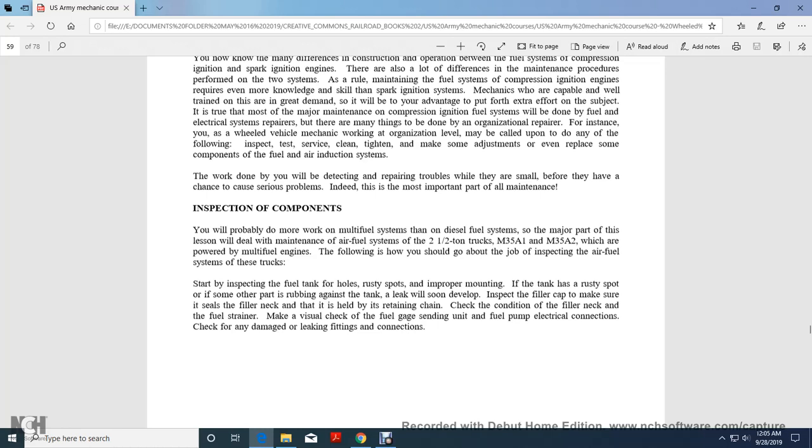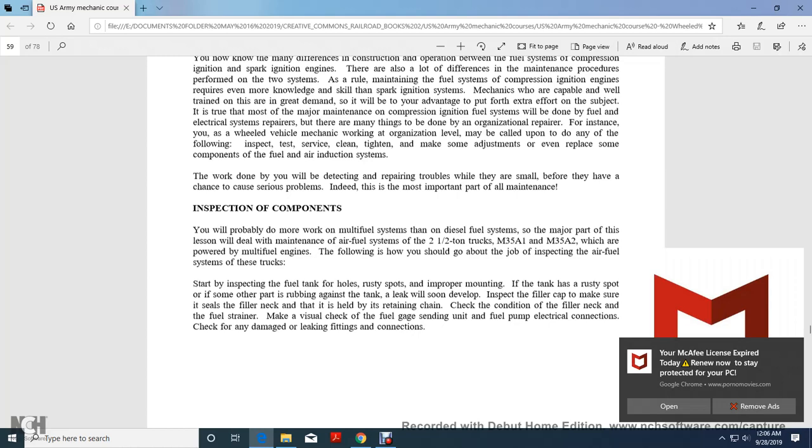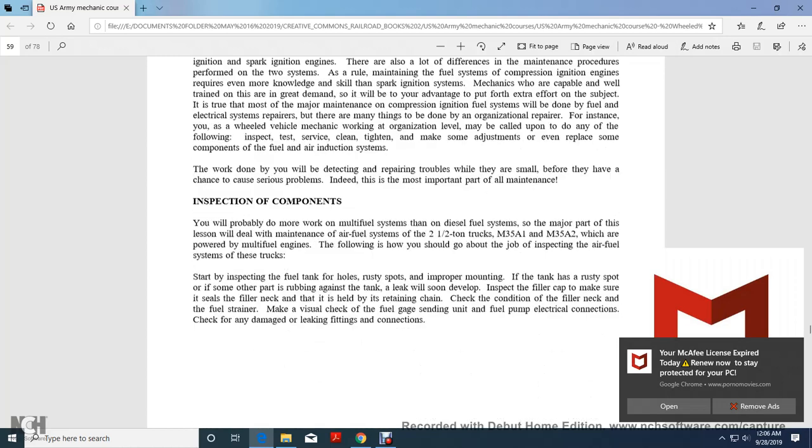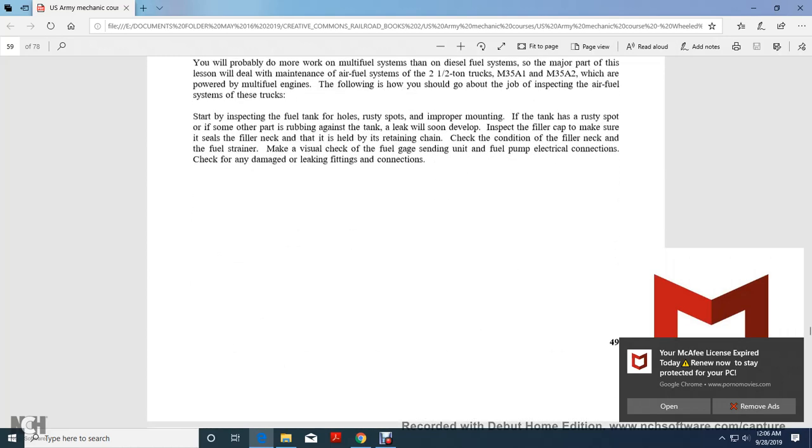Starting with the inspection of the fuel tank, check the air over the hose and the rusty spout, and look for parts rubbing against the tank or leaking. Inspect the filler cap to make sure it seals the filler neck. Check the condition of the filler neck, the fuel strainer, the fuel gauge setting, the fuel pump connections and electrical connections. Check for damage and leaking fittings and connections.